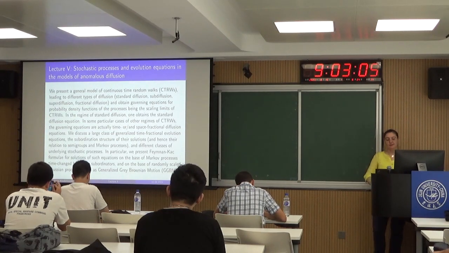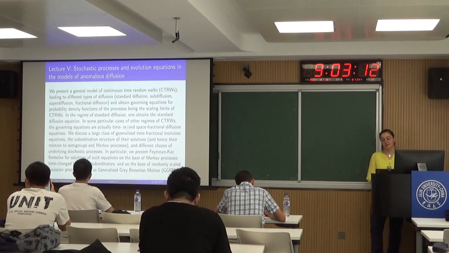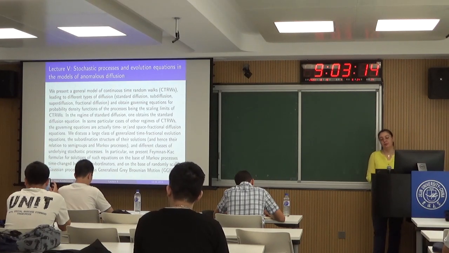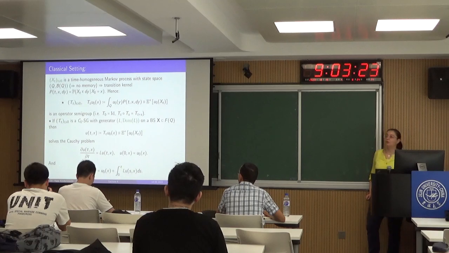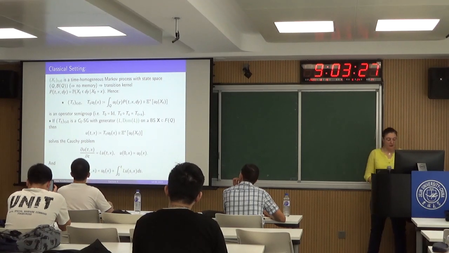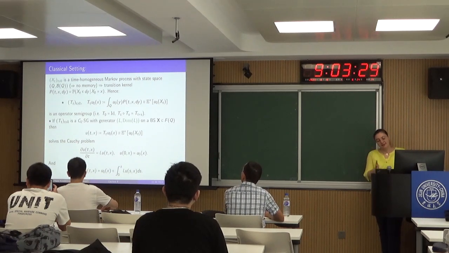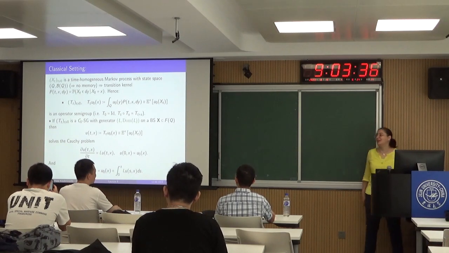The 5th lecture has the title Stochastic Processes and Evolution Equations in the Model of Anomalous Diffusion. I skipped this long text because it was just the announcement of the summer school. I recall to you the classical setting, which we have discussed all this week. In this lecture I have changed some notations because there will be more objects and not that many letters.